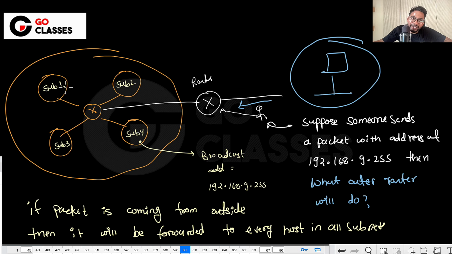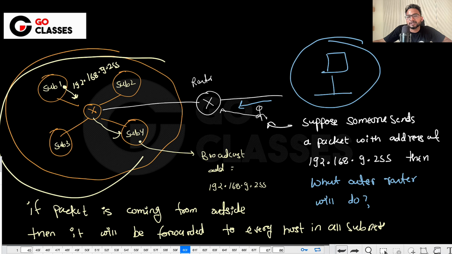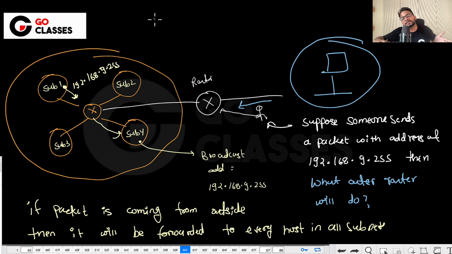Now if someone from inside this network is sending to this IP address, since internally the structure is defined, this router will only forward to this subnet. It will not forward to the others. So if the packet comes from outside with this broadcast address, it will be forwarded to everyone. Basically, the subnetting is only known to the local network, or the local router, but for the outside world it is not known. I hope you understood.